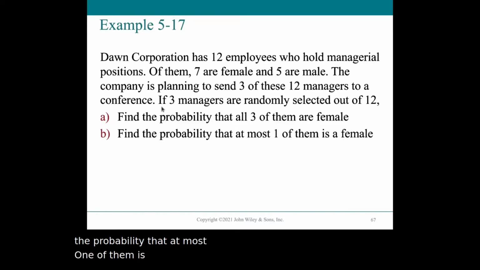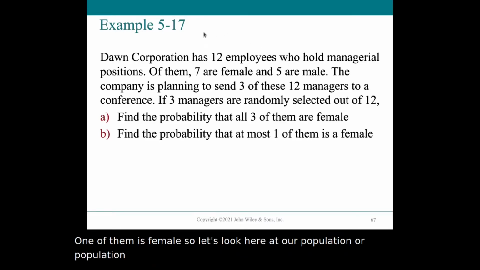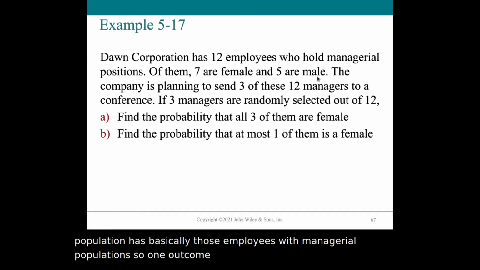So let's look here at our population. Our population has basically 12 employees in managerial positions. So one outcome is 7, the other outcome is 5.